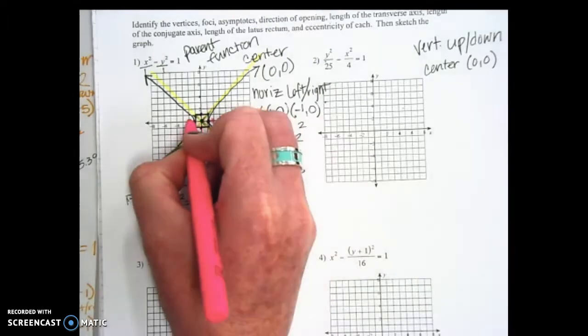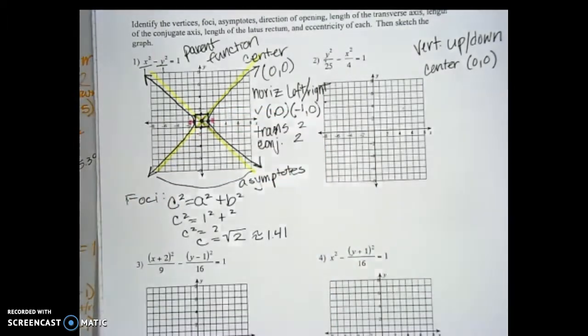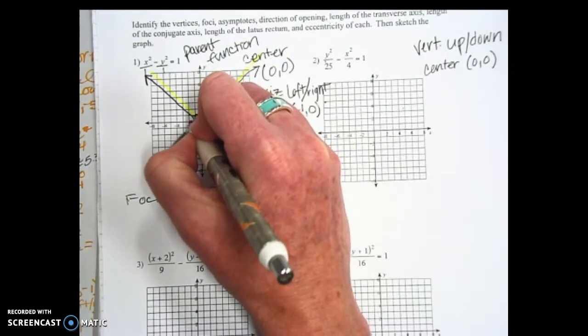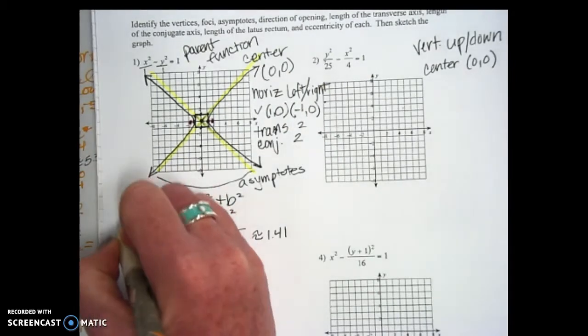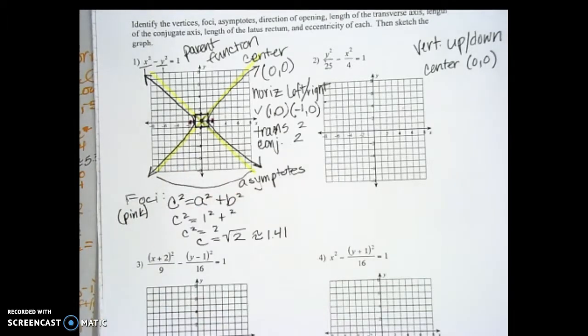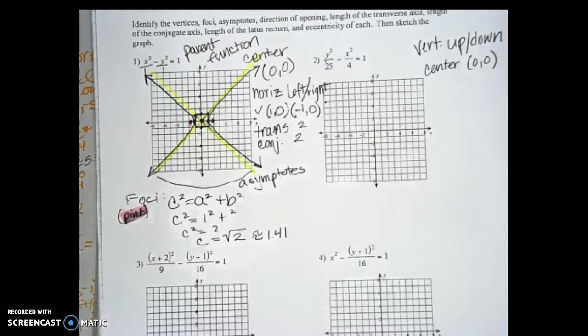And then you're going to go 1.5 units to the left. So there's 2 points. These are called foci, right here and right here. So underneath it right here, I'm going to put that I put them in pink. Whatever color you use, I would write, you know, if you use green, write green. If you use yellow, write yellow.